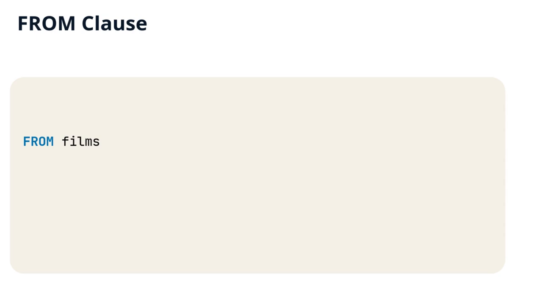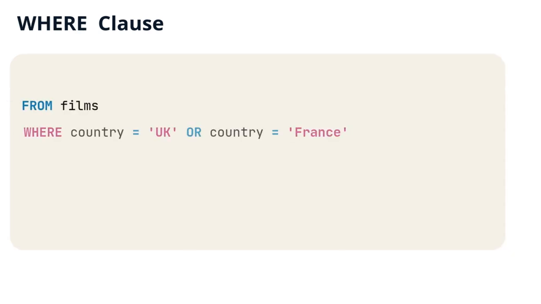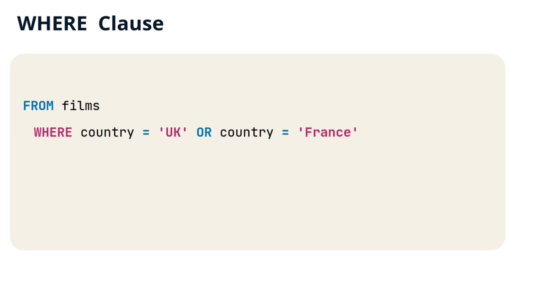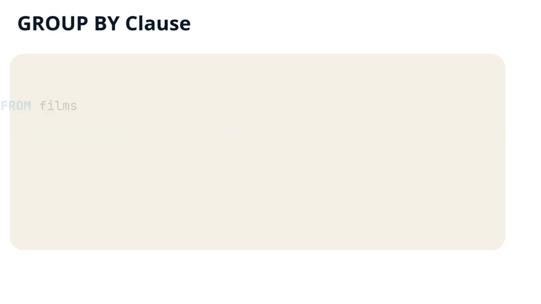We begin with the FROM clause. This step tells SQL to retrieve data from the films table. It's the foundation of the query because every other operation uses the data from this table. Next, we have the WHERE clause. This step filters the rows to include only those where the country column has a value of UK or France. It reduces the dataset, making the query more efficient by excluding irrelevant rows before proceeding further.